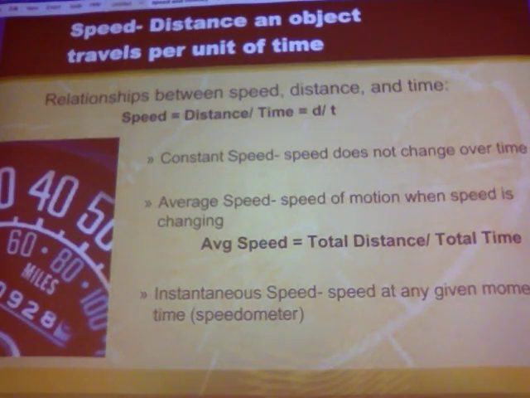And then instantaneous speed, which is speed at a given moment in time. So that's like if your parents are driving, they look down at their speedometer at that moment, what their speedometer reads is what their speed is.